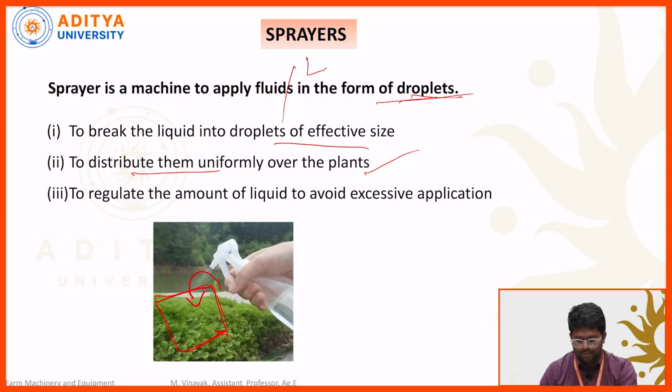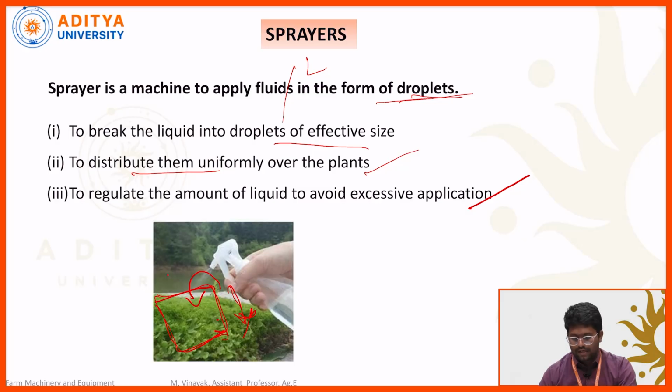Next one is to regulate the amount of liquid to avoid excessive application. If we apply an overdosage of fertilizer or chemical to plant material, what will happen? The plant material can suffer major damage due to overdosage of the chemical applications. That is why we need to follow the recommendations on the particular chemical bottles or from researchers, and apply that amount of liquid to the plant material. It should not be less and should not be more.